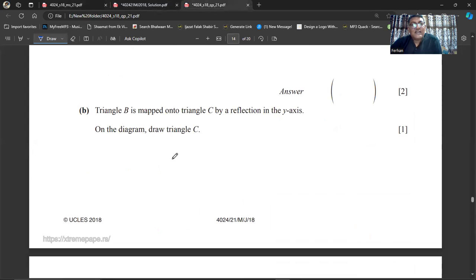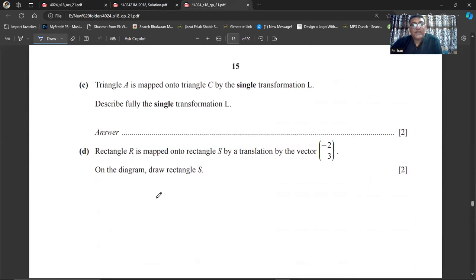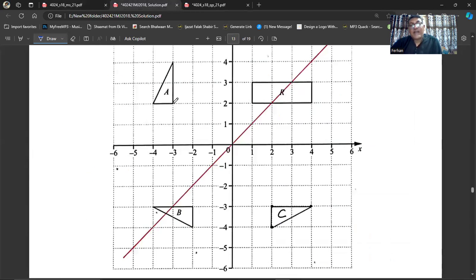Then the next question is part C. It says the triangle A is mapped onto triangle C by the single transformation L. Describe fully the single transformation L. The A can be mapped onto the C. You can see this triangle: suppose A is like this, now it has become C like this. So it has flipped. So this is purely a reflection.